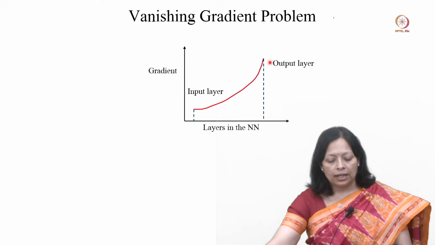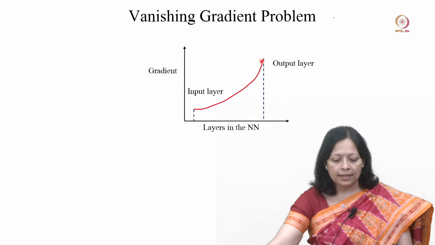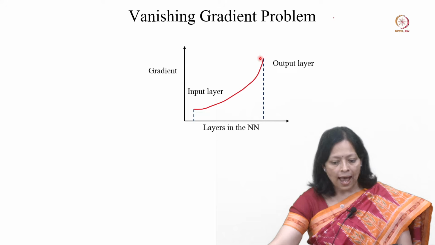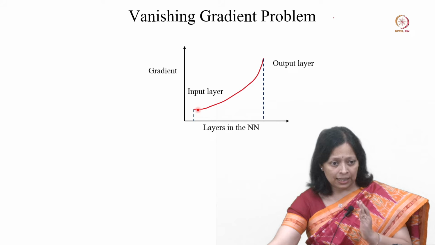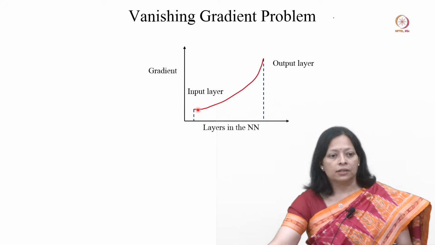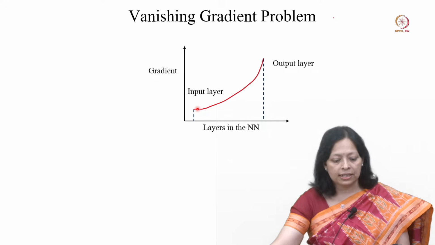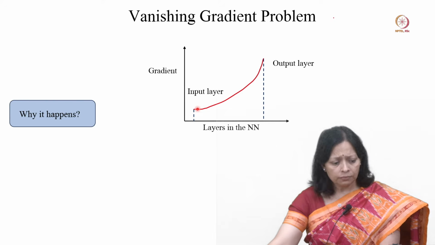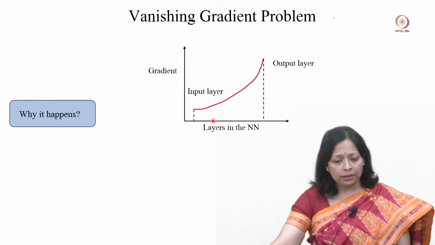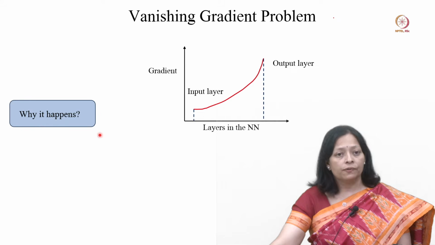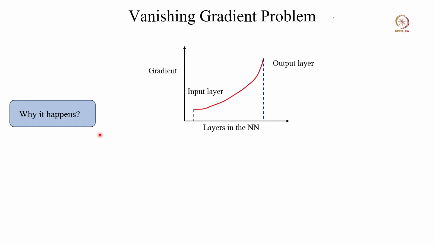If I look at this, the gradient is reducing as it propagates in the backward direction, and when it comes very near to the input layer, that is, deep inside the neural network, we see the gradient value has decreased a lot. This is called the vanishing gradient problem, and we will try to see why it happens.